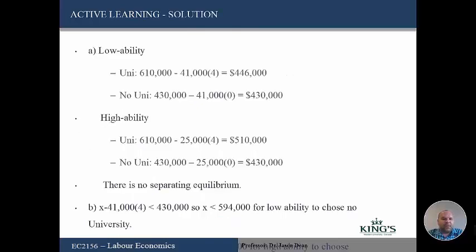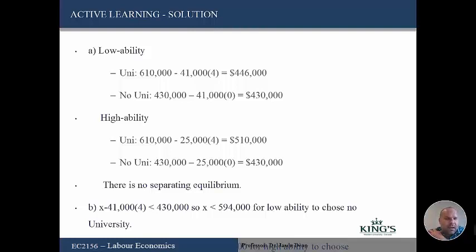Okay, so in this case, when we do the calculations, going to university for the low ability person would yield 446,000, but if they don't, it would yield 430,000. So already we know that we would have low ability deciding to go to university. High ability would also decide to go to university. There's no separating equilibrium, so education here is not working as an appropriate sorting device.